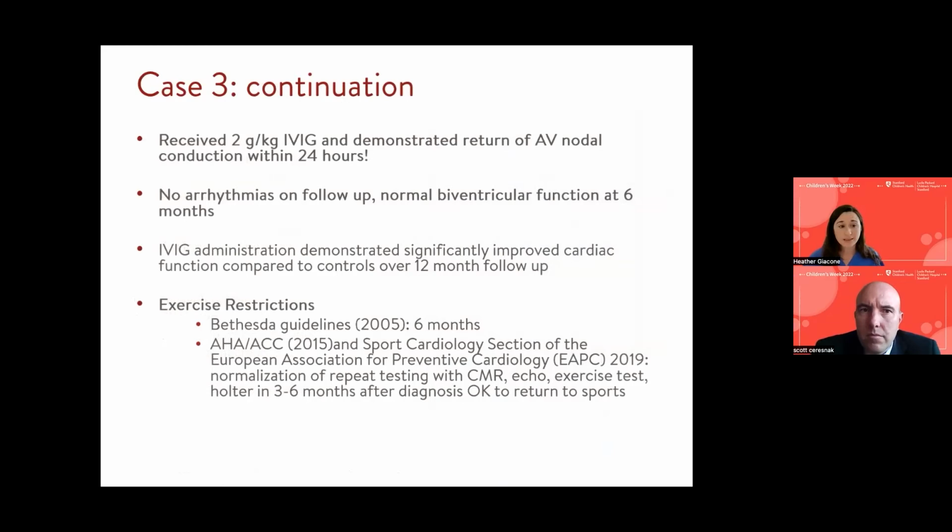So going back to our patient, she received IVIG, a 2 grams per kilo infusion, and fortunately she did demonstrate return of AV nodal conduction within 24 hours. Looking at her ambulatory monitoring, she has not had any arrhythmias on her follow-up studies, and she returned normal biventricular function about 6 months afterwards. We know from studies that if we have severe myocarditis, IVIG administration does significantly improve cardiac function compared to controls over the 12-month follow-up timeframe.